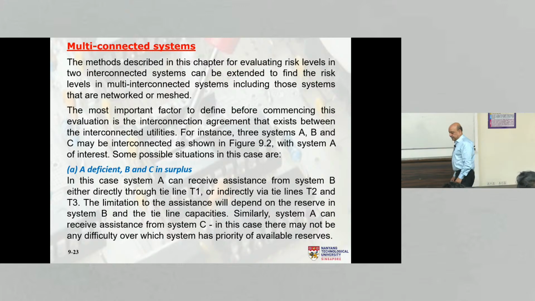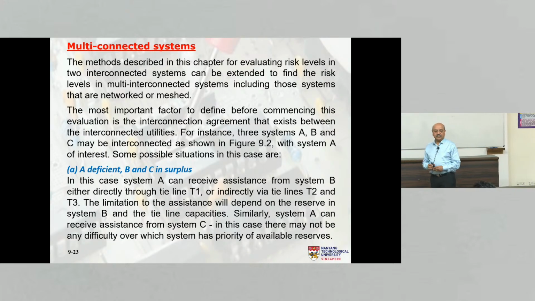Now the last thing that we want to talk about in this chapter is the multi-connections of interconnected systems. That means more than 2 systems are connected together. And now we look at multi-connected systems. That means so far I have considered system A, system B. B is assisting A. There is no reason why you can't do the other way around.